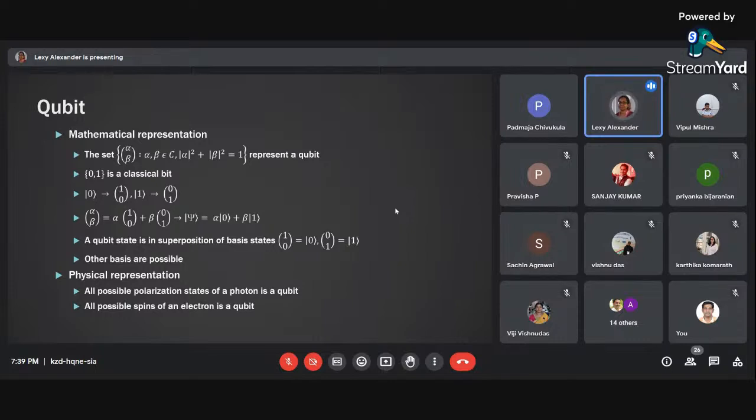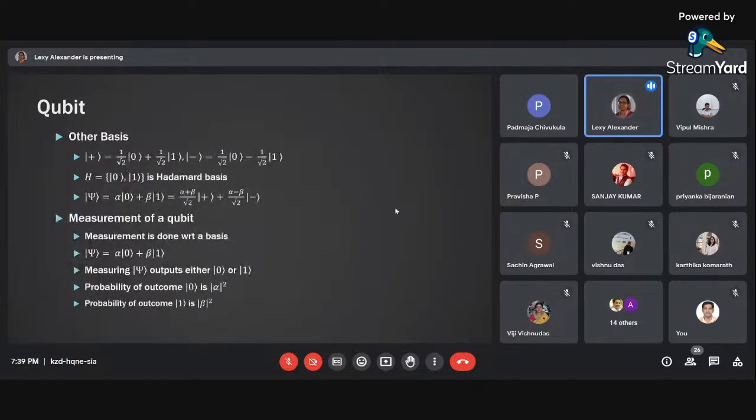So if you take some other basis, this basis is denoted by ket plus. That is equal to 1 by square root of 2 ket 0 plus 1 by square root of 2 ket 1, and ket minus is 1 by square root of 2 ket 0 minus 1 by root 2 ket 1. So this is not the 0, 1 basis; it is ket plus and ket minus. It is called the Hadamard basis.